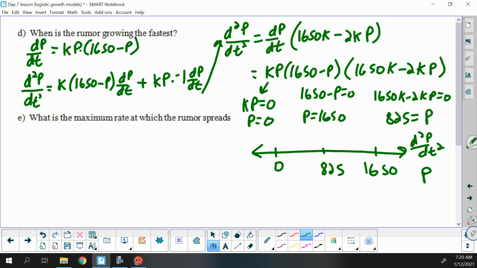Now we don't have to go left of 0 and right of 1650 because your population can't be negative, and our carrying capacity was 1650. You can't go above the total number. So if you have something like, say, 1, you're going to get a positive in the first part because k times 1. You'll get a positive in the second part, and you'll get a positive in the last part, so you'll get plus. But if you did something like 900, now suddenly this one is going to become negative. So you'll have a plus followed by a minus.